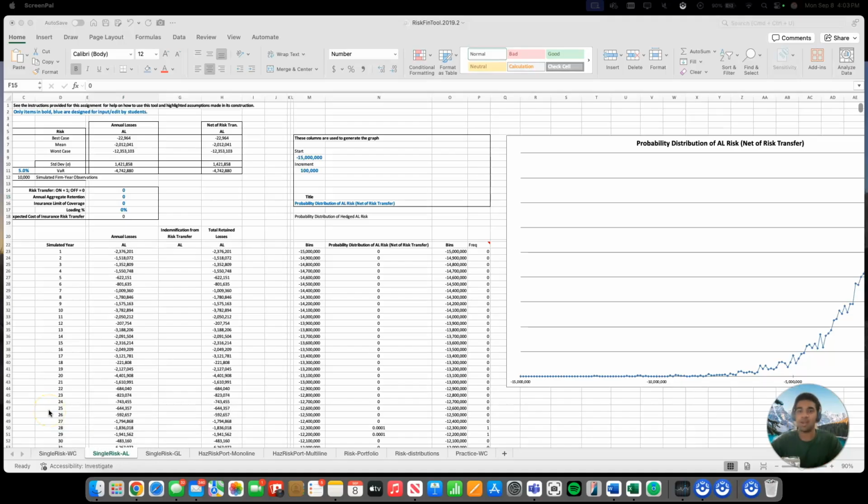Enterprise Risk Management, and I'm going to help you with risk financing simulation exercise 1, which utilizes this Excel spreadsheet, single risk auto liability. It's going to be exactly like the practice exercise, except you're going to be doing it on your own with no instructions. But you can use the previous instructions to help you with this.